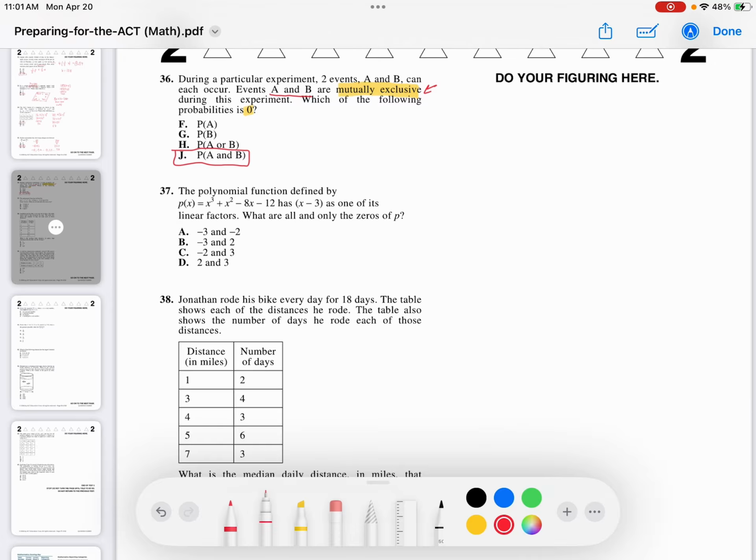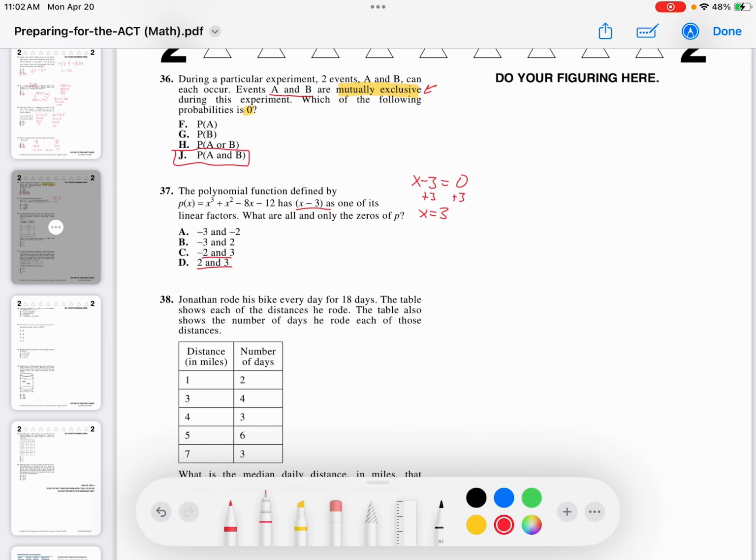Okay, number 37. A polynomial function is defined by this function and has x minus 3 as one of its linear factors. What are all and only the zeros of p? So let's see, x minus 3 is one of the factors, so that tells me I could say x minus 3 equals 0. Add 3 to both sides, and x equals 3 is one of the zeros. So that tells me right away it's going to be one of these two.